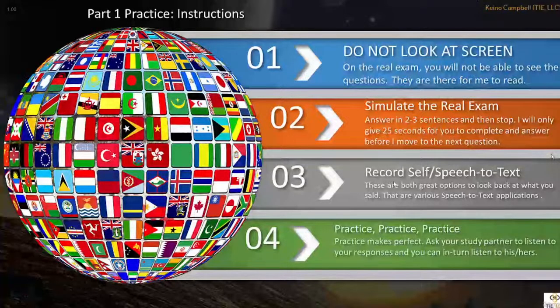And finally, practice. The way this is going to work, this is like a real test simulation for you. This is for you to evaluate yourself. You're not going to be emailing this anywhere or sending it anywhere. This is for you to practice answering questions in a simulation of how you'll get questions on the exam. So the most important rule here is rule number 1. Don't look at the screen. If you're looking at the questions on the screen, you're not simulating the real exam. All right, let's go ahead and get started.